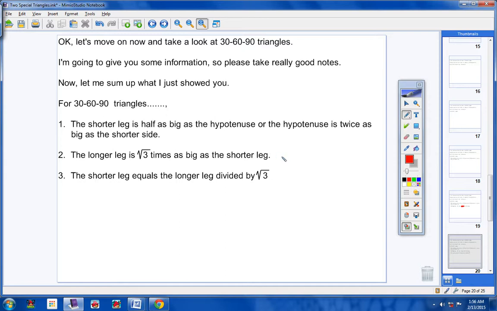So these two here are just kind of opposites of each other, okay? If you take the shorter leg and multiply it by the square root of 3, you'll get the longer leg. And if you take the longer leg and divide it by square root of 3, you'll get the shorter leg. So they're kind of going back and forth, okay? Let me pause a second and let you guys get caught up.